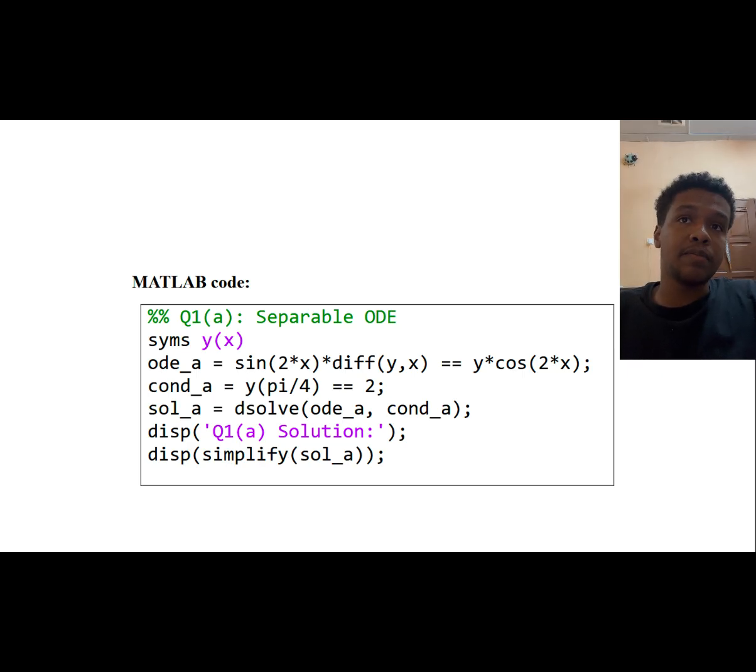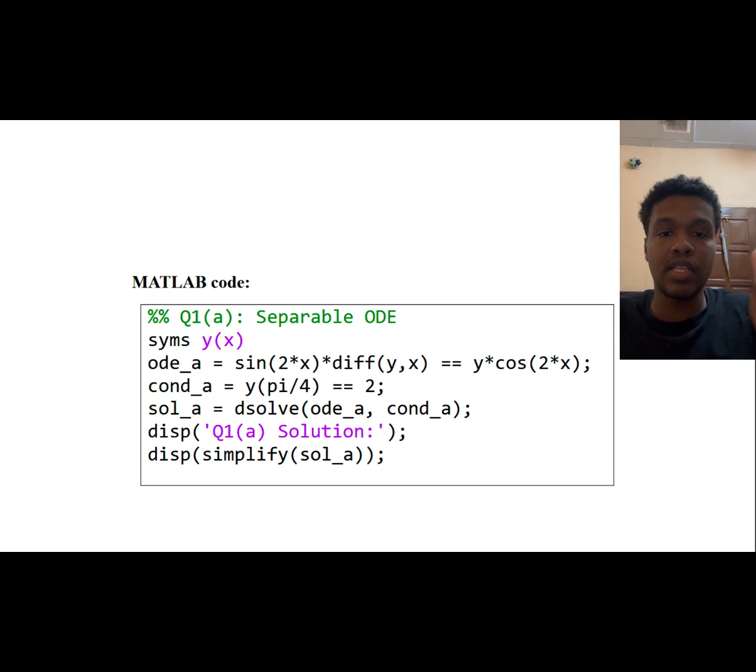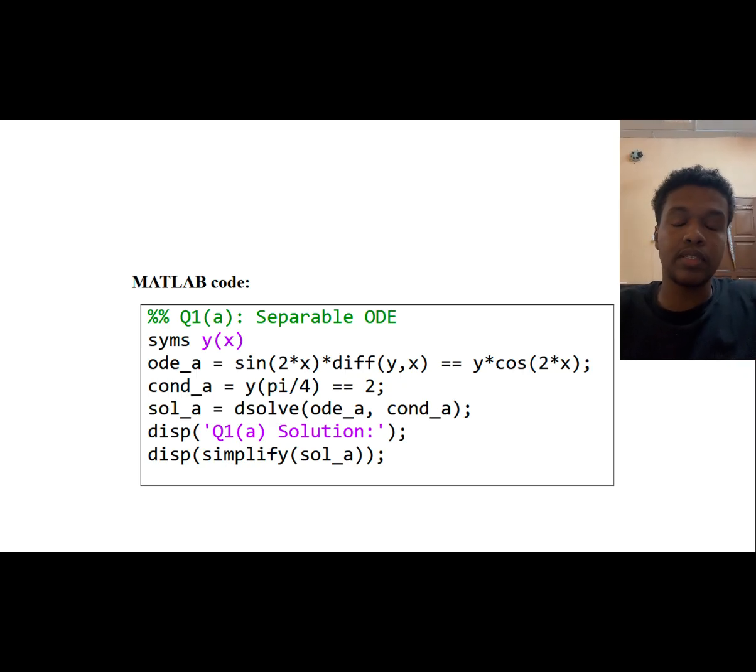After that, we will define a variable with the name condition a, and we will put our initial condition inside it. Then we will define another variable with the name solve a, and we will use the function dsolve, which can solve ordinary differential equations, and we will put two parameters: the equation we have and also the initial condition. After that, we will display our solution using the simplify function, which can simplify the overcomplicated terms in our last solution.